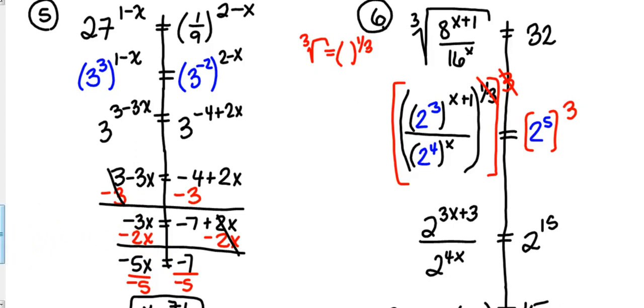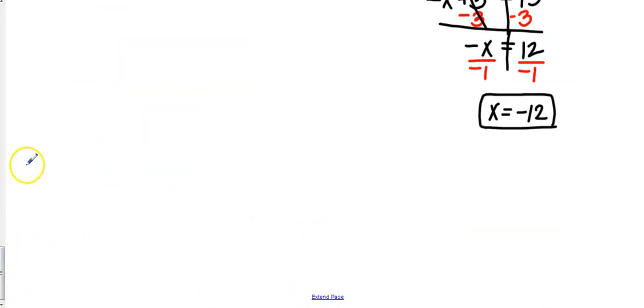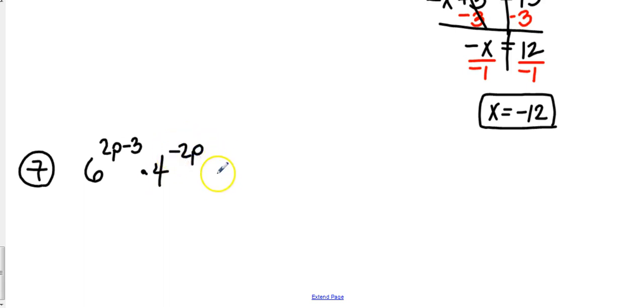Number 7. Says 6 to the 2p minus 3 times 4 to the negative 2p minus 2 to the 4th equals 0. So again, 6 to the 2p minus 3 times 4 to the negative 2p minus 2 to the 4th equals 0.